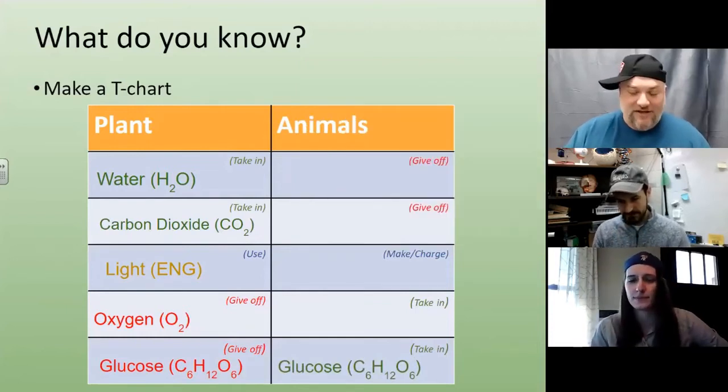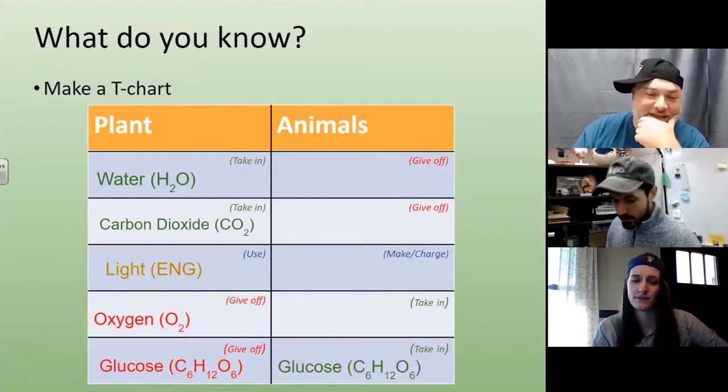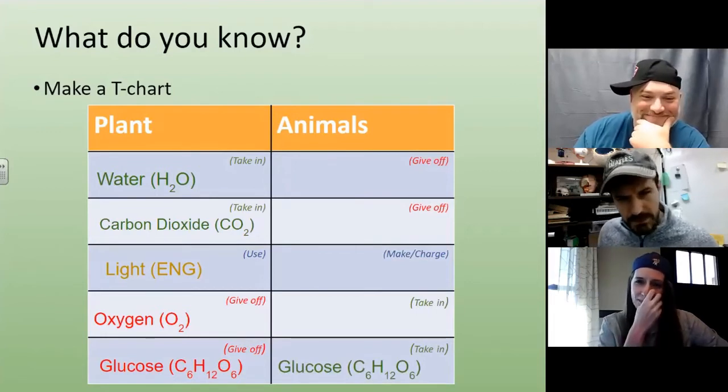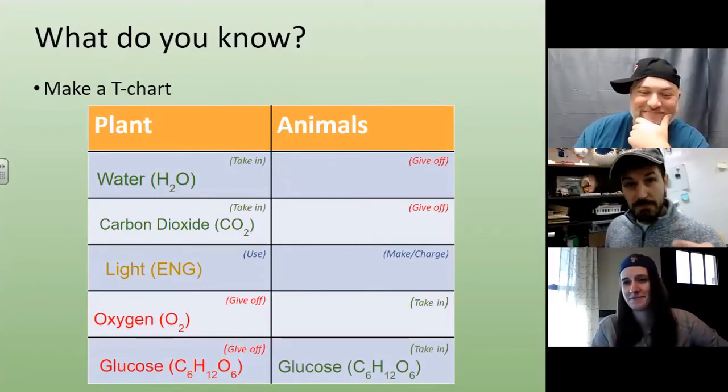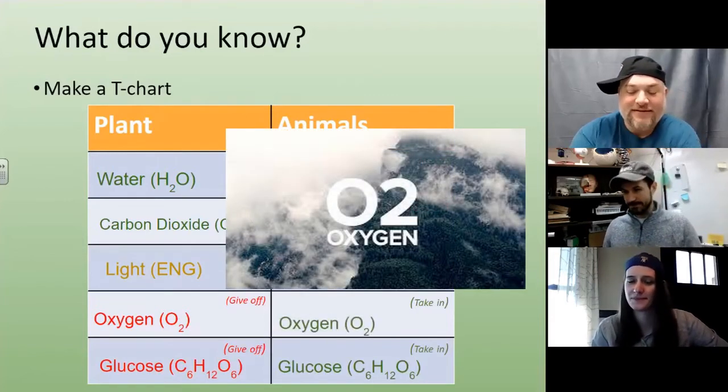Glucose is the main one we like, so we need that. How about another thing we take in? Well, sometimes I forget things, and if I just take a deep breath, it helps me remember that I'm breathing and I need oxygen. That is correct.